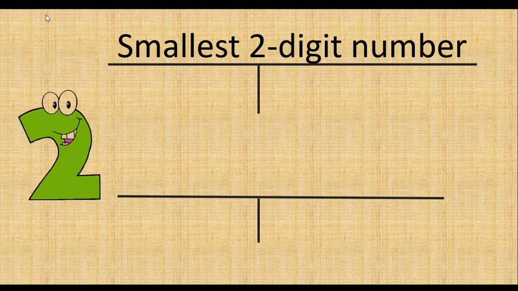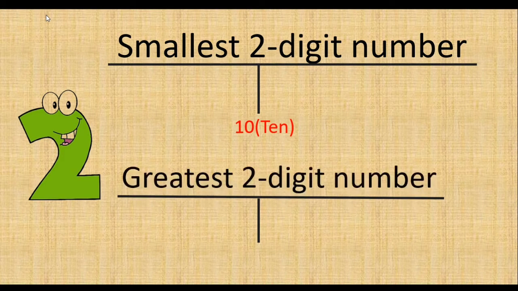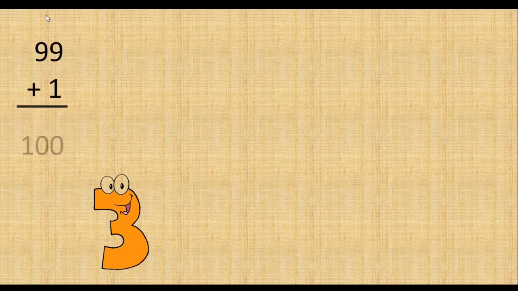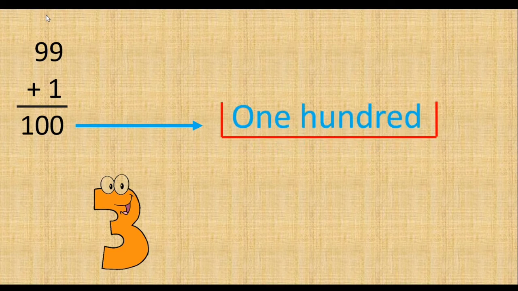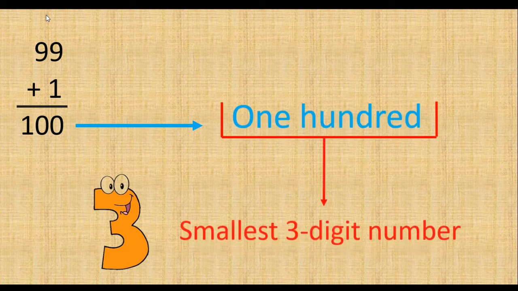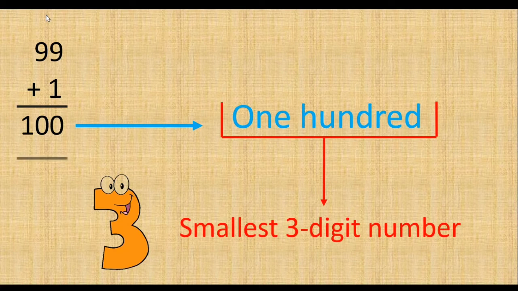can you guess? Yes, it's 10. And the greatest 2-digit number is 99. Right? Did you all remember? Yes. Now, how do we go further ahead? When we add 1 to 99, we get 100, which is the smallest 3-digit number and is read as 100.